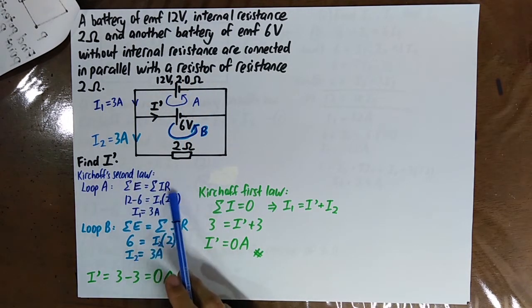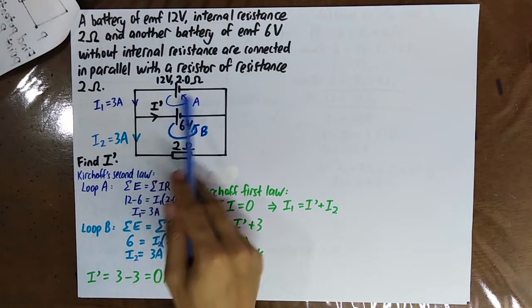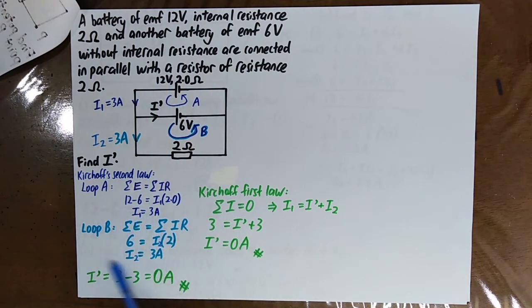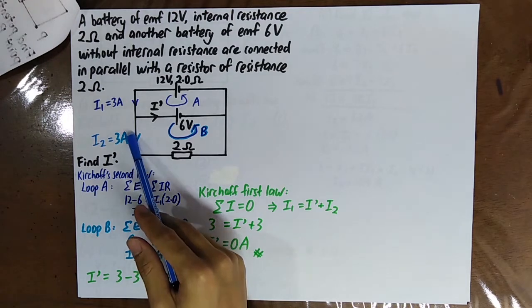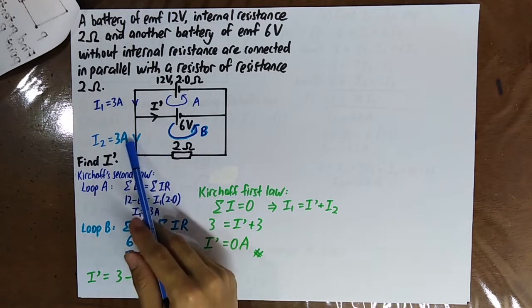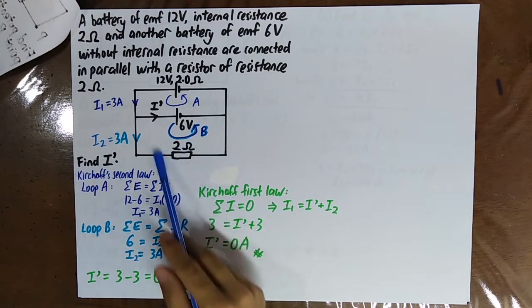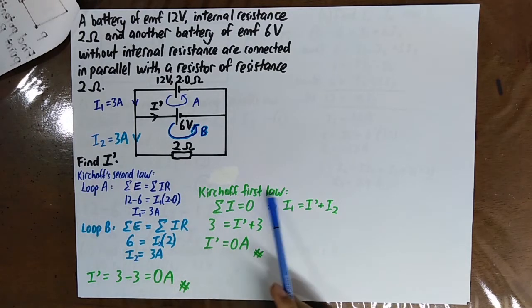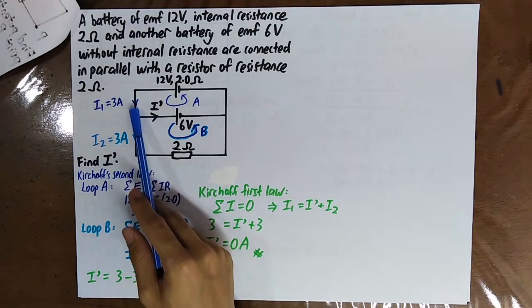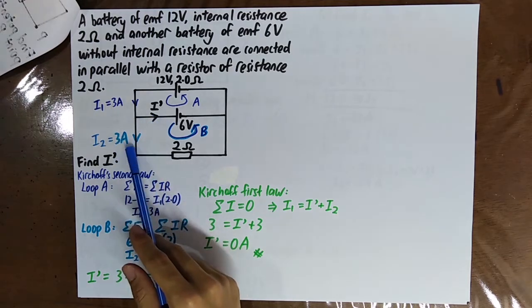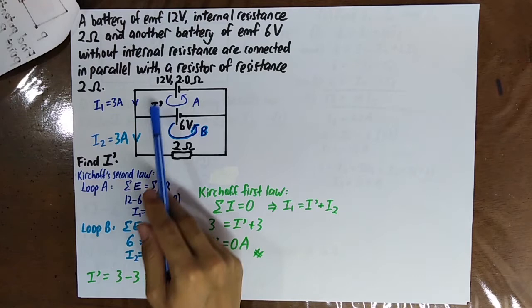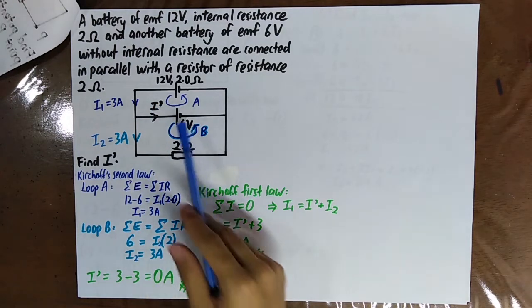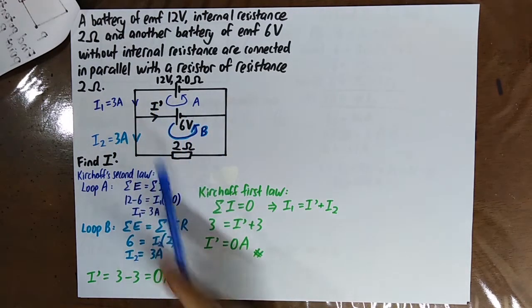This is the current that flows through this battery. And then in the second loop, 6 equal to I2 times 2. So you know that I2 equal to 3 ampere. 3 ampere is the current that passes through this resistor. And then by using Kirchhoff's first law, I1 equal to I prime plus I2. 3 equal to I prime plus 3. So you know that I prime equal to 0.